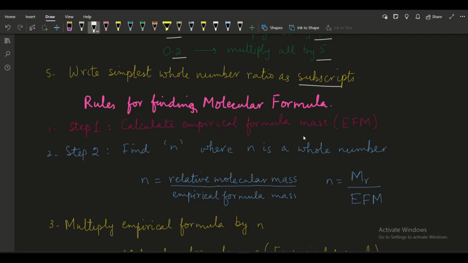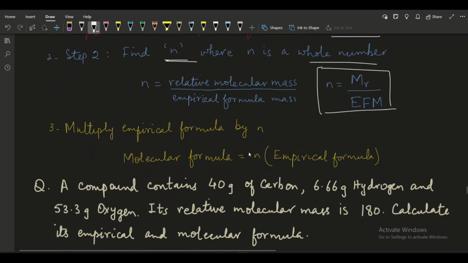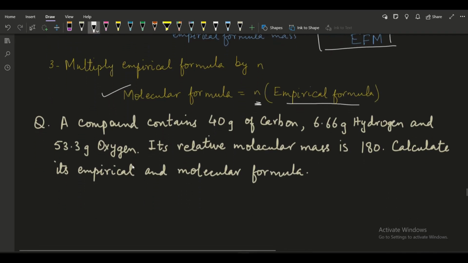For writing the molecular formula, what is the first step? The first step is that you have to calculate the empirical formula mass. Then in the next step, you have to find the value of n. What is n? n is a whole number, and n is equal to relative molecular mass, which is Mr, divided by empirical formula mass. Once you have got the value of n, you will multiply it with the empirical formula in order to get the molecular formula. Okay, now let's solve an example.